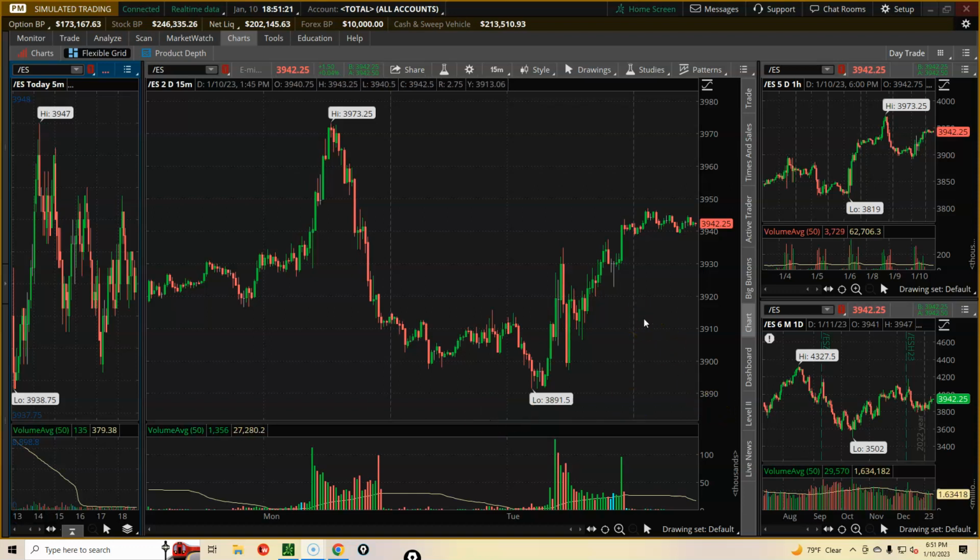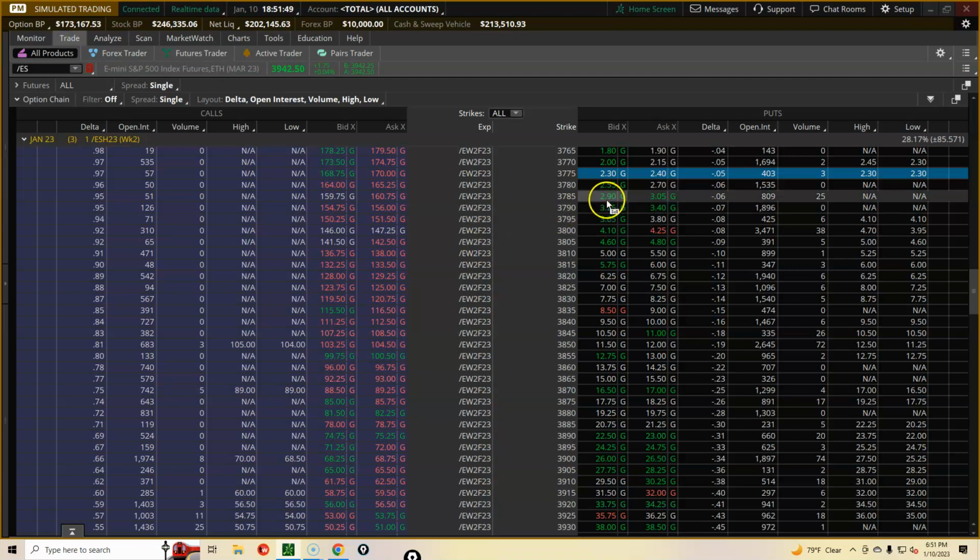Aloha traders and investors. Looking at the paper trading account, I am going to sell a naked put option on the ES, which is the S&P 500 E-mini futures contract. I'm going to sell a naked put option on this bad boy just for fun and excitement, mainly because I want to get an idea of how much margin it's going to be using.